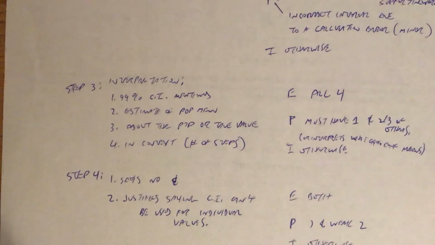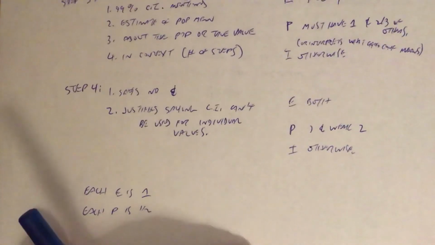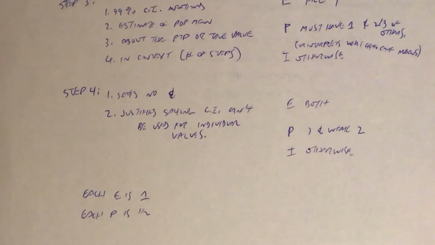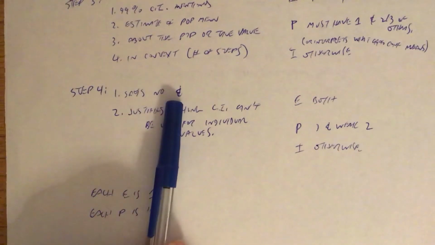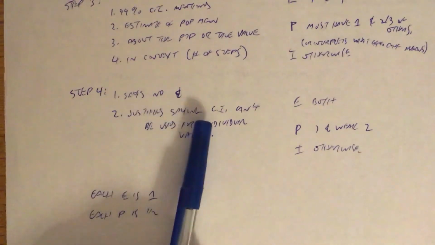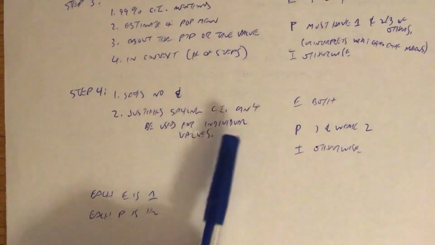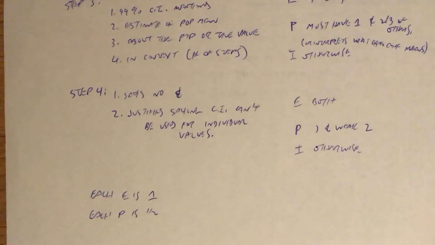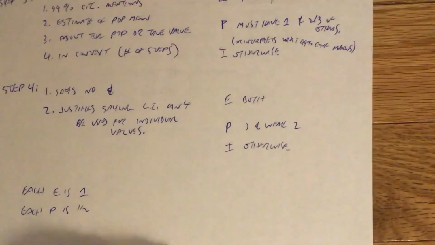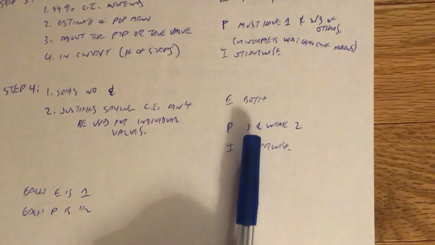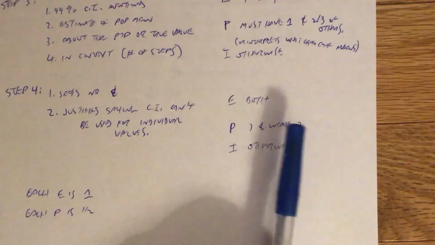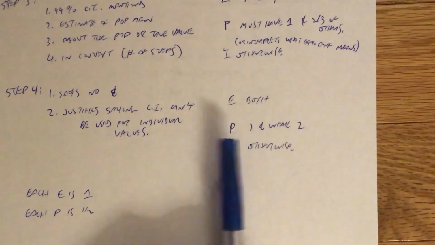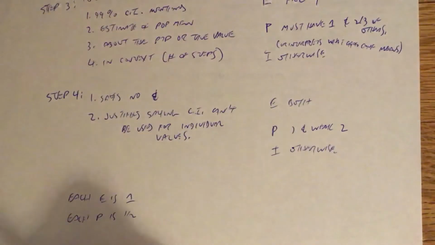And finally, the last one, about whether you can move it out to the individual. Well, step 4, you have to say no and justify it by saying the confidence intervals can't be used for individual values, something along those lines. The E is both parts. P is you get the first part, but you don't really have a great explanation. It has to be a weak explanation. So realize if you don't say no, you don't even get a point.